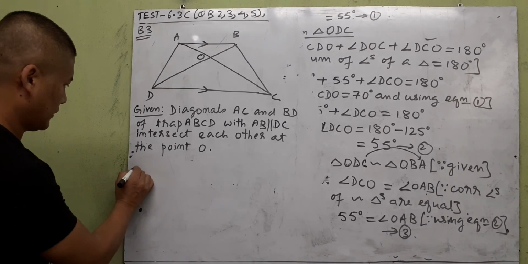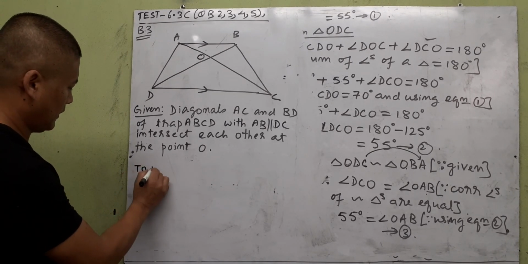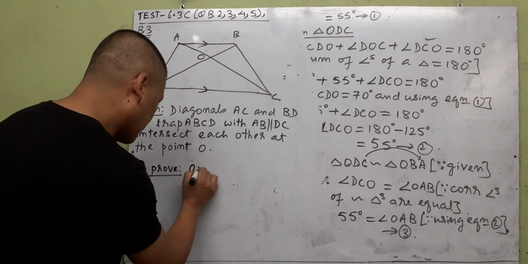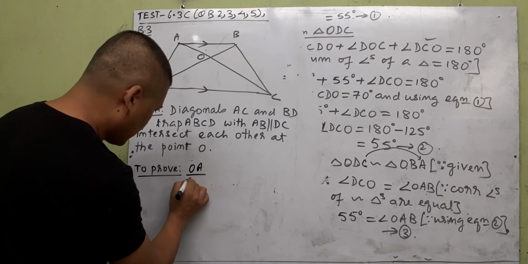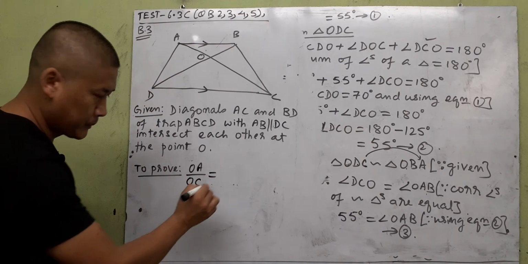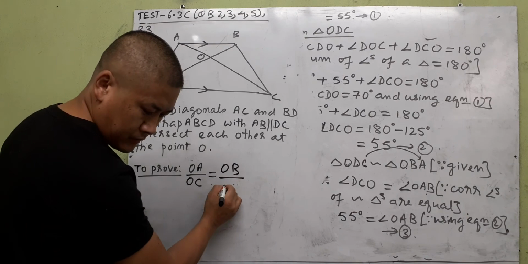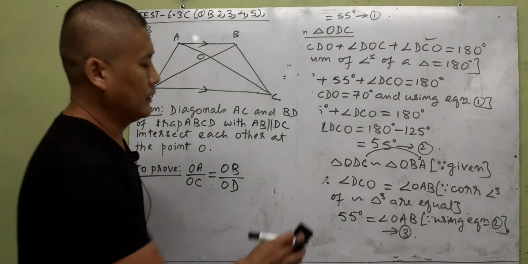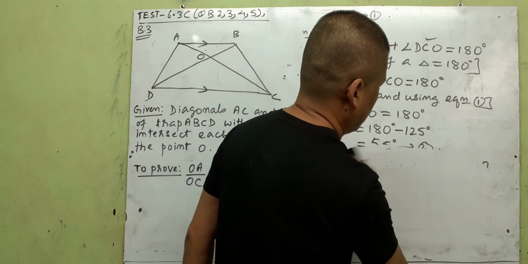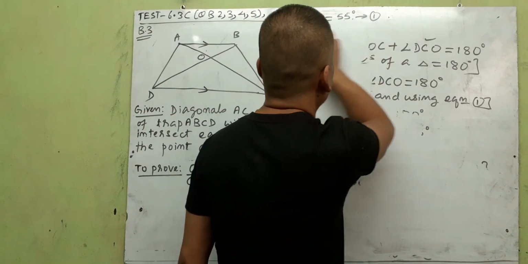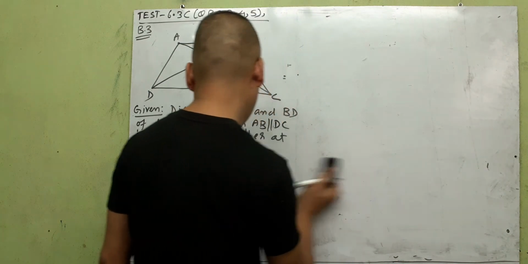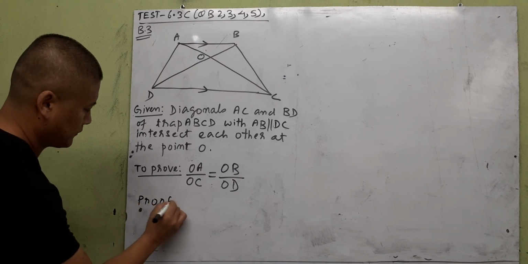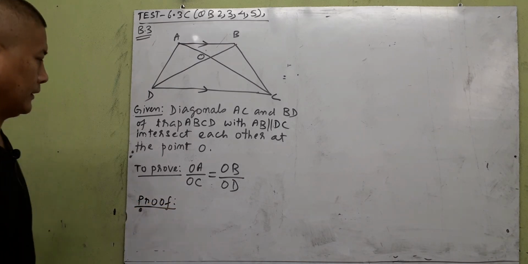So you have to prove that OA by OC is equal to OB by OD. This is what we have to prove. Okay, so let us start. Proof means the answer for this. Proof.